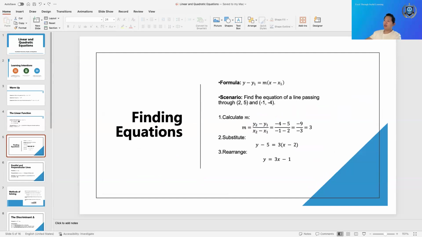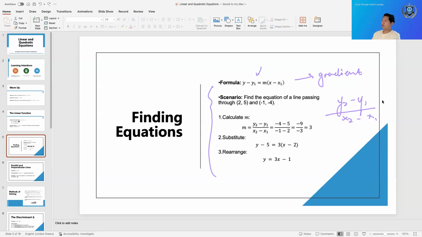Moving on, there's finding equations. You technically just get your gradient first, which is given by y2 minus y1 on x2 minus x1. That's given just by your gradient. And then you simply substitute it in and solve, which in this case is an easier way. You just substitute it into here and you get your answer: 3x minus 1.